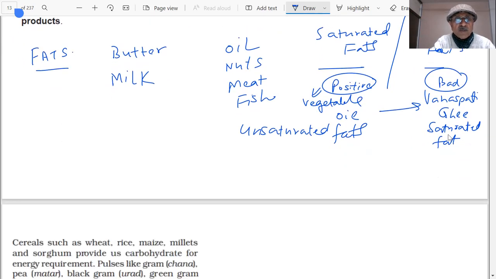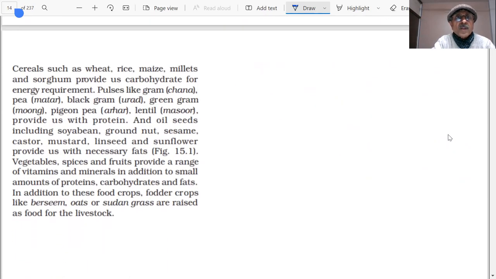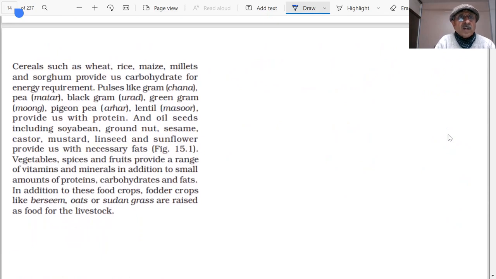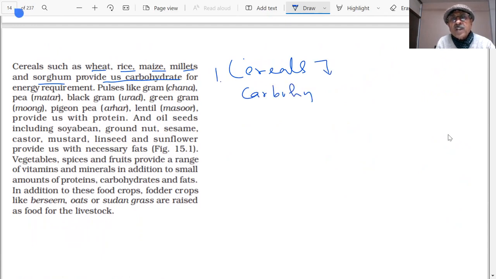फैट्स और प्रोटीन्स किसमें आ रहे हैं? तो स्टूडेंट स्टोरी क्या रही अभी तक? वी आर सेइंग सीरियल्स सच एज वीट, राइस, मेज, मिलेट्स एंड सोर्गम प्रोवाइड अस कार्बोहाइड्रेट. तो सीरियल से हमें क्या मिलता है? मेनली कार्बोहाइड्रेट्स. व्हाट आर कार्बोहाइड्रेट? सब शुगर ही है ना कार्बोहाइड्रेट्स. तो कार्बोहाइड्रेट्स जो होते हैं ये एनर्जी प्रोवाइड करते हैं हमारे बॉडी में. कैलोरीज की बात करते हैं.